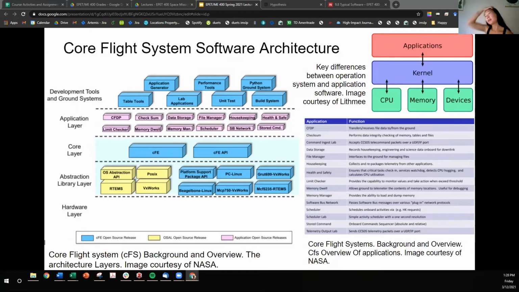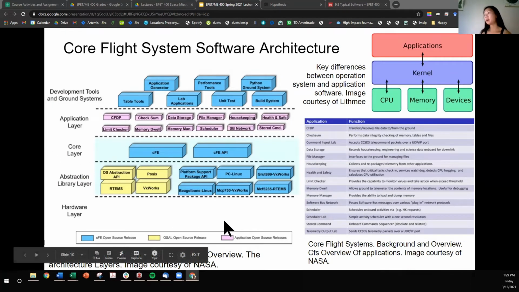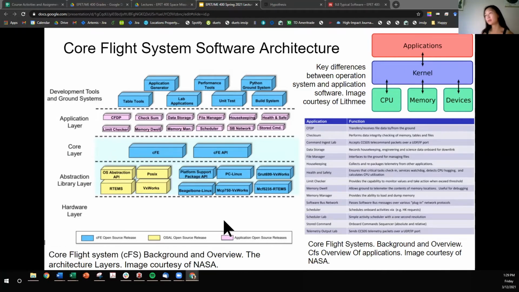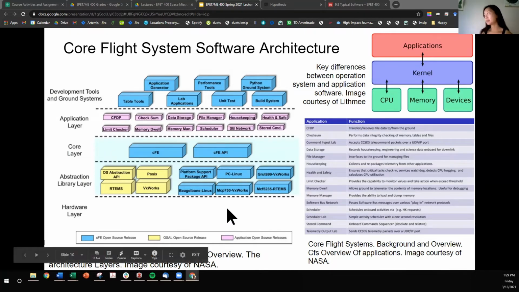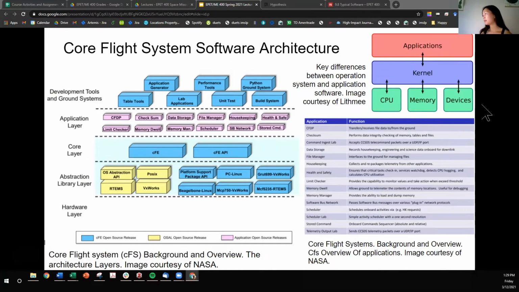Okay, so a couple examples of software architectures. Here I have the core flight system, which was developed by NASA Goddard. There is a version of core flight software that is out there in open source called OpenSatKit. But what I wanted to expose you to is not just Cosmos, but here is a NASA way of doing it that has been flown and has space heritage. So here you'll see some similarities between the application, kernel, and then component layer, physical device layer.